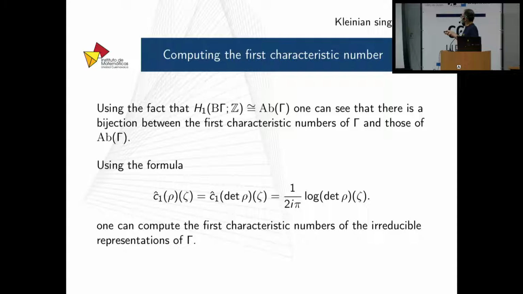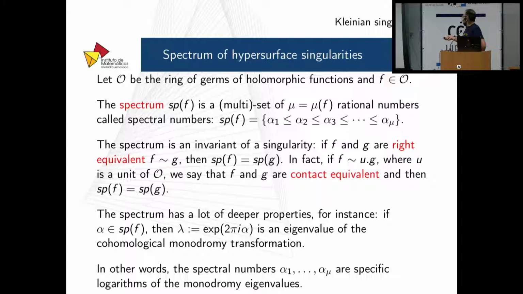Using this, one can see that there is a bijection between the first characteristic numbers of the representations of the group gamma and its abelianization. This is a formula given by Dupont: the first characteristic number of the representation is the same as the first characteristic number of the determinant, and is given by this formula. So using this formula, and since we know explicitly all the representations of these finite subgroups of SL2C, we can compute all these characteristic numbers.